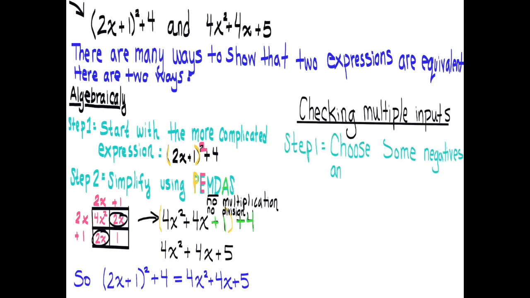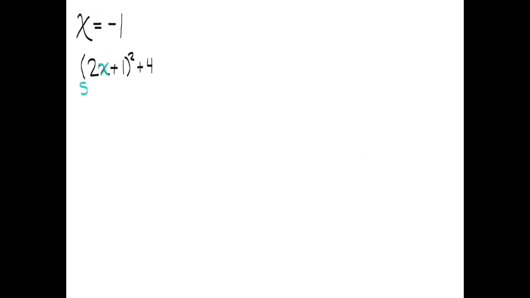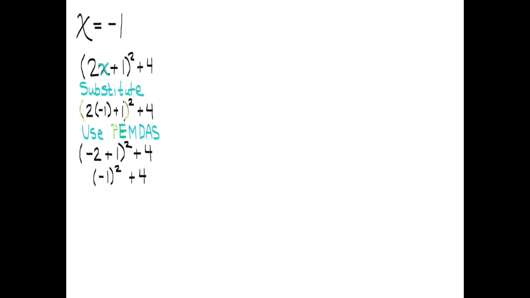The other way that you can do it is by checking some values and see if you get the same thing for both expressions. Now, you don't have to choose more than one, but it's a good idea to choose at least a negative, a positive, and 0. So let's go ahead and test -1. So substitute into x. 2 times -1 gives you -2 plus 1. Do your parentheses first, and then their square, and then you add, and you get 5.